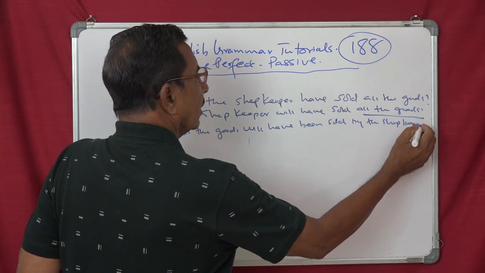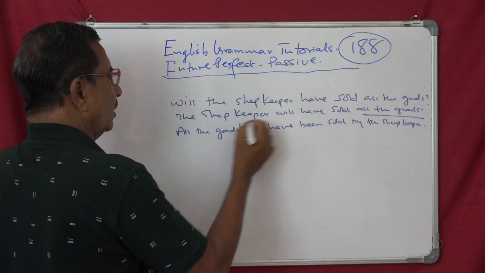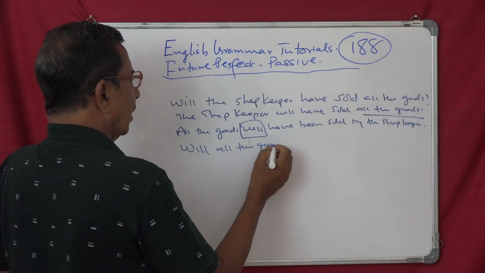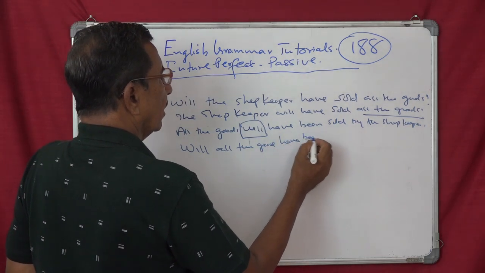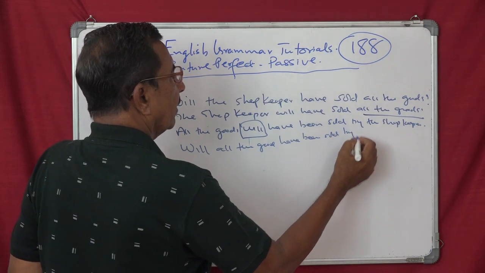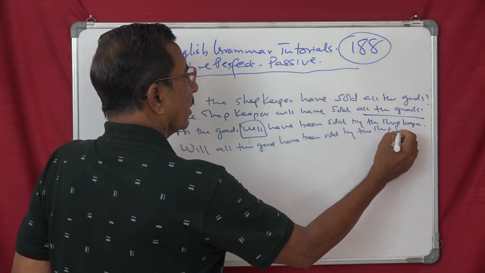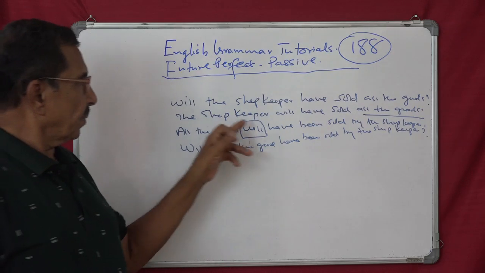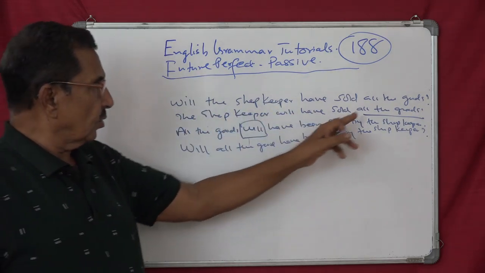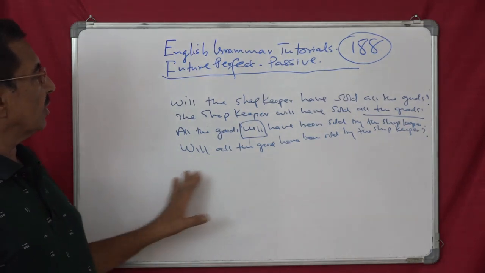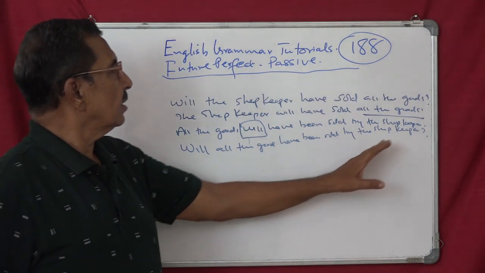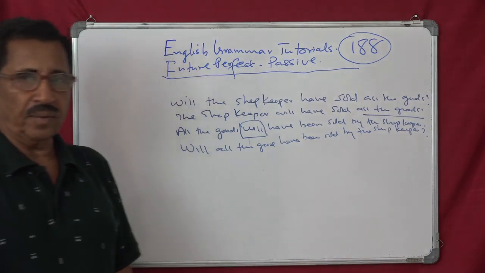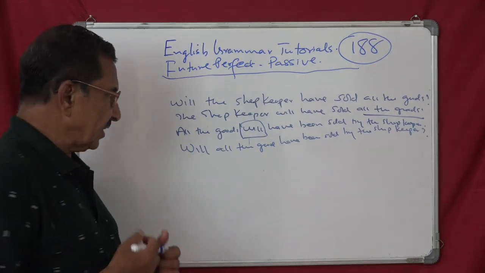Now you can take this statement and make the question: bring will here. Will all the goods have been sold by the shopkeeper? Question mark. See that. So the question: will the shopkeeper have sold all the goods? And the answer: will all the goods have been sold by the shopkeeper? Okay, so let's say one more example.